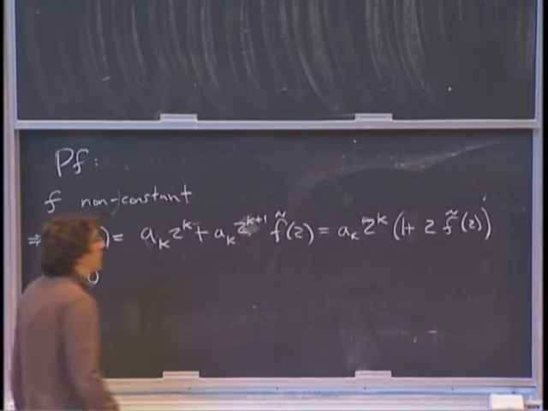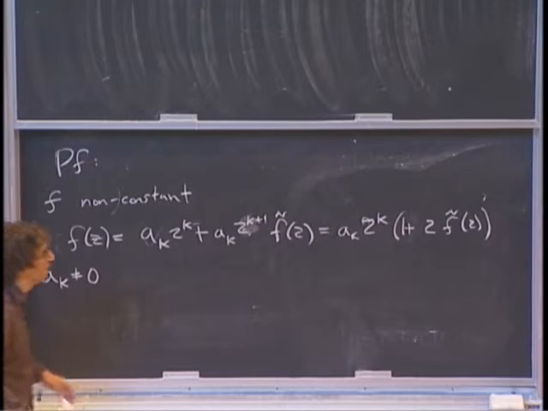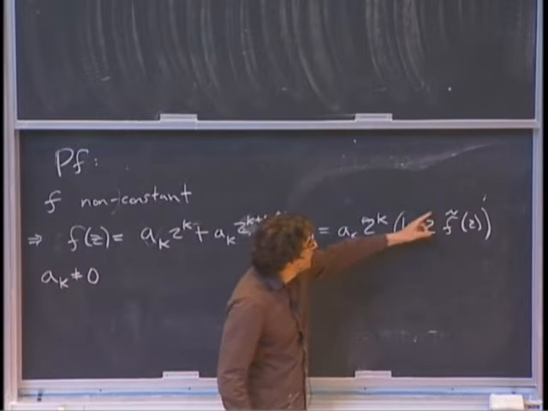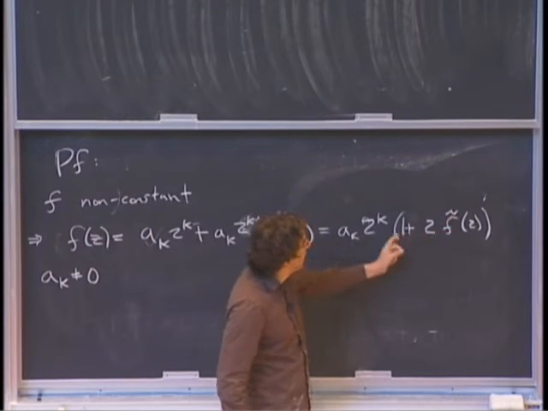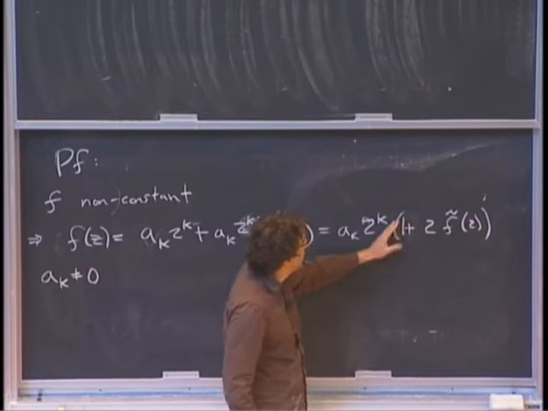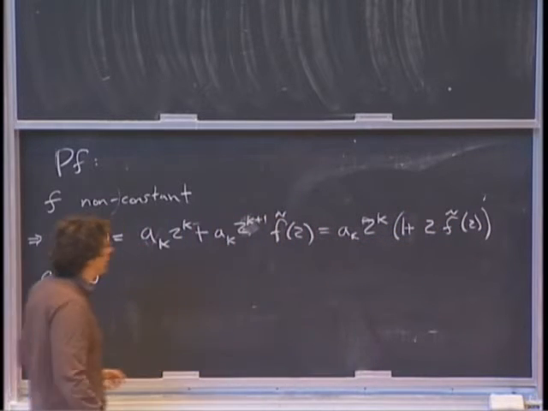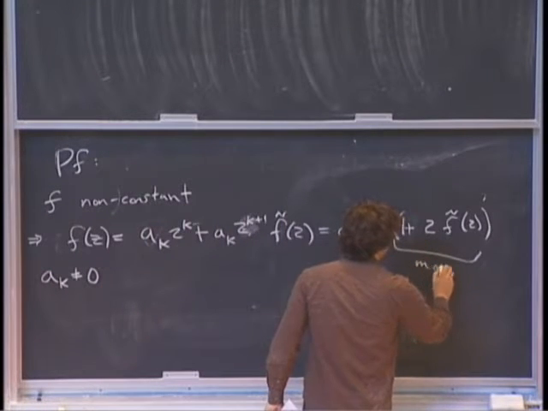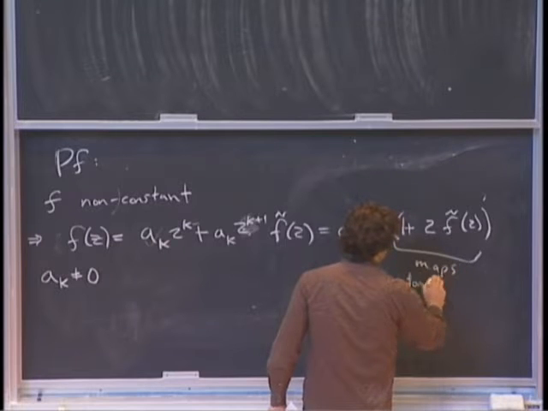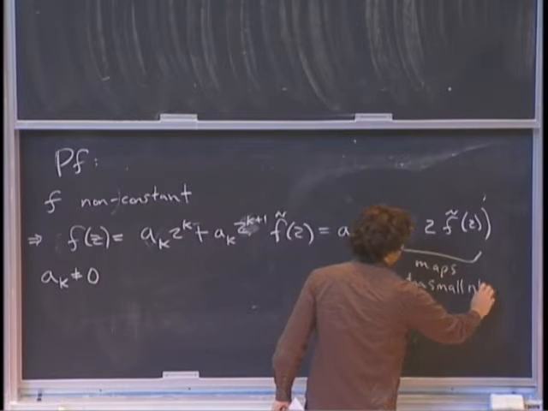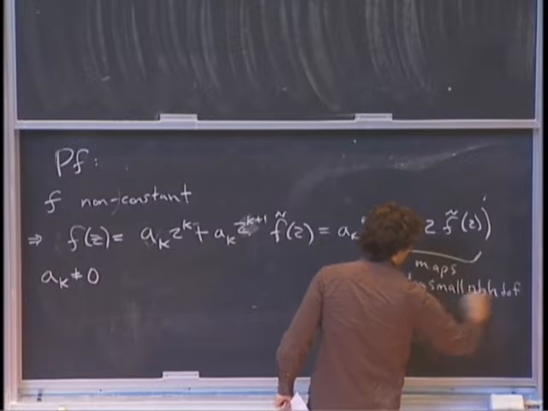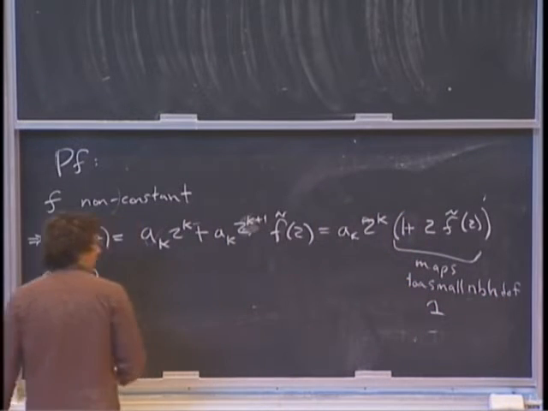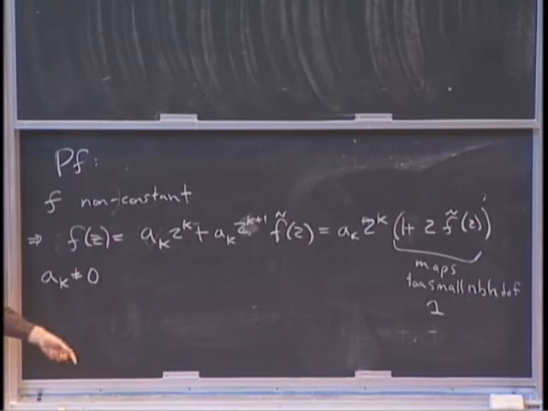And f tilde is, of course, a very nice function. So the idea is if we make z very small, this guy will be very small, and so this part of the function is going to map into a small neighborhood of 1, right? So this maps to a small neighborhood of 1. Right, and of course, if we do a branch cut on, say, the negative real axis, that allows us to take the kth root of this function in a well-defined way.